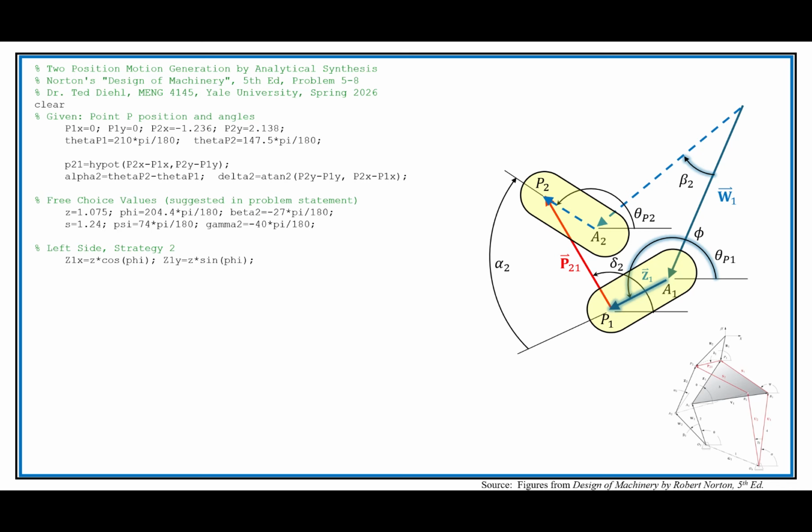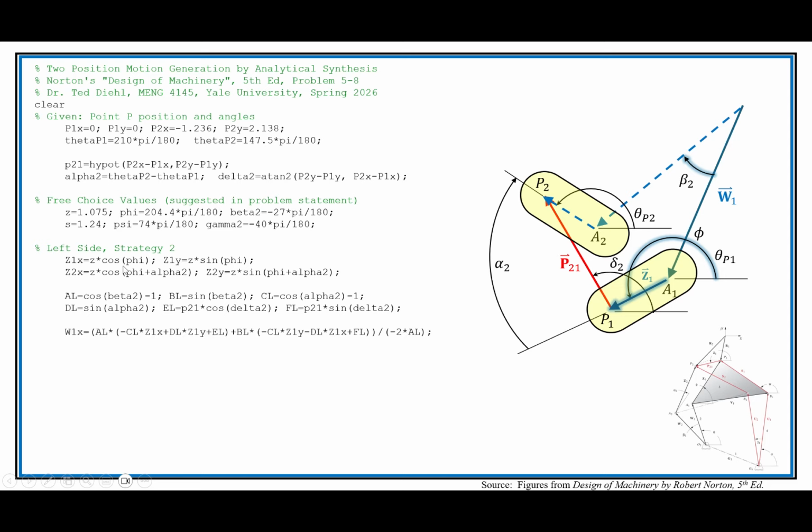Bing. So there's your Z. So we got those out of the way. And by the way, I put an L and an R next to these for these different outputs. So here's the A, B, C, D, E, and F. And then here's the W1X and W1Y. So we're able to get that value and then get the length of it and the angles of it. All right.